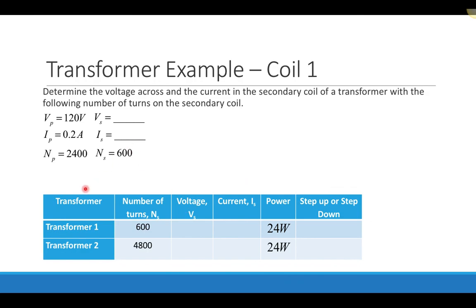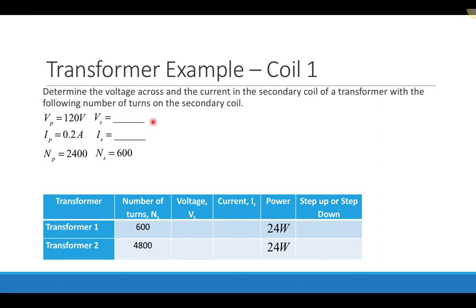All right, so let's start with the first transformer and let's determine the voltage across that output secondary coil and the current in the secondary coil. So this is what we know. We know the primary voltage is 120, we know the primary current is 0.2, and we know the number of turns in the primary is 2,400.